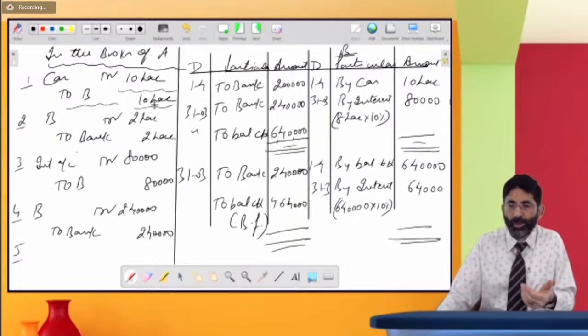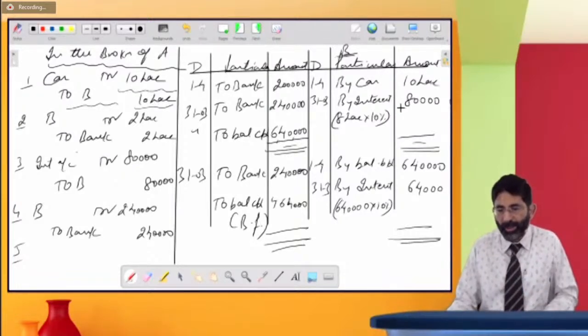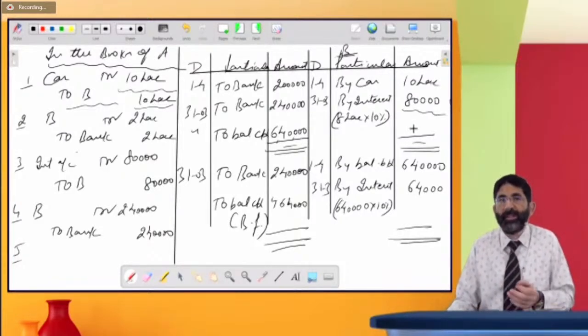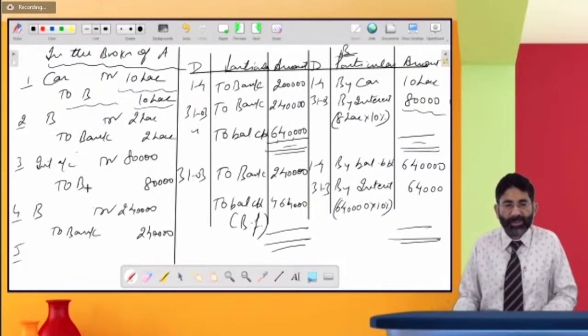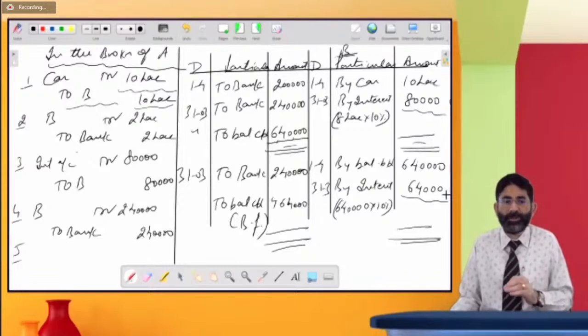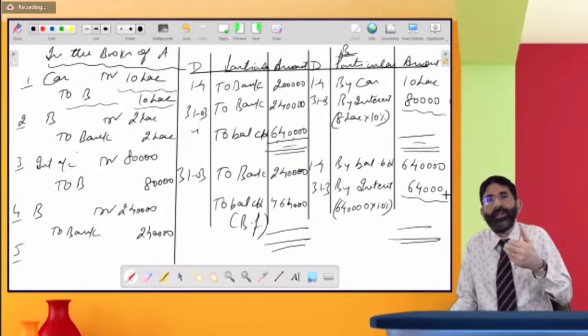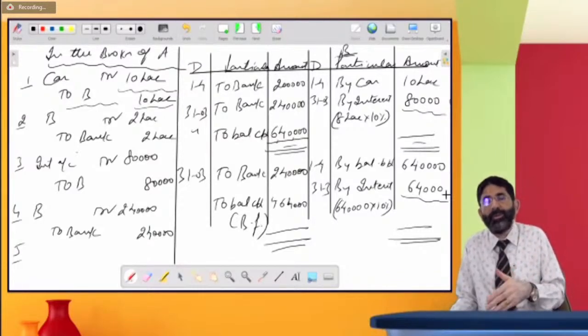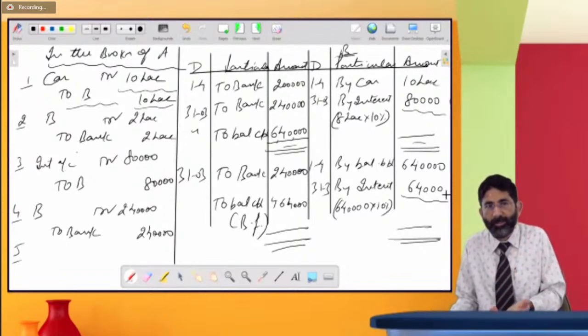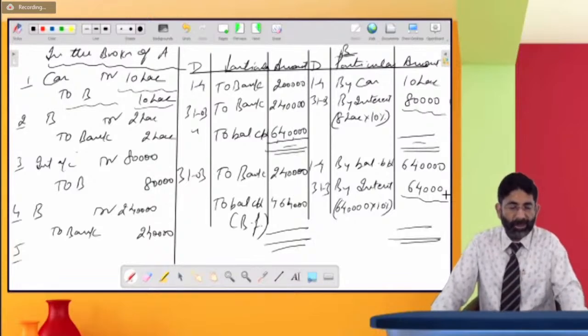So first of all, out of 2 lakh, 80,000 is due at the end of the first year. This entry is passed. Interest account debit to B. Next year, 64,000 is due. So the entry will be interest 64,000. Obviously, in the third year, again some interest will become due. In the fourth year, again interest will become due. Total interest will be 2 lakh in the complete period that we are assuming.